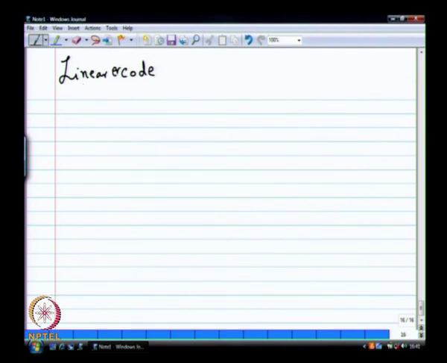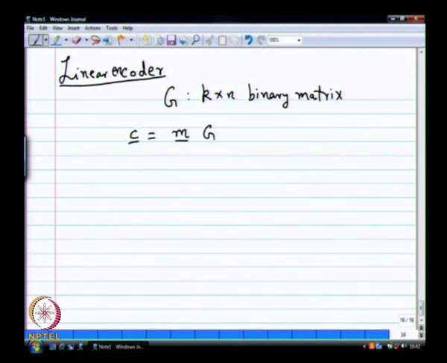Linear encoder definition, I am sorry. What was the definition of a linear encoder? We have G, which is a k cross n binary matrix, the generator matrix, presumably in systematic form, but whatever. And then the code word was formed as M times G. So if you think of the rows of G as g_1 through g_k, now maybe the linear combination term will make sense. You can think of each of these g_1 through g_k as vectors in {0,1}^n.